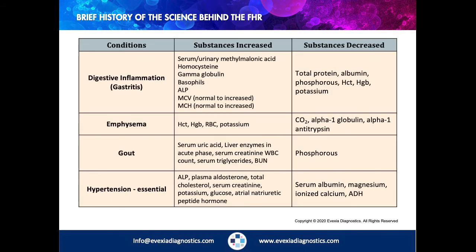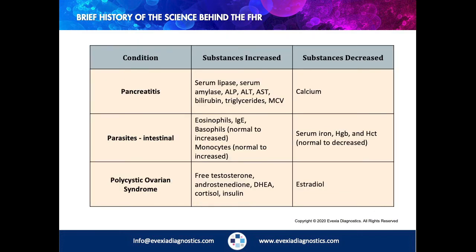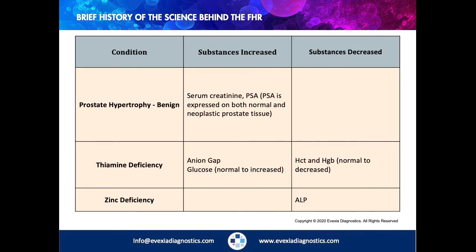This slide is going to list the analytes that they extracted that were increased or decreased for digestive inflammation or gastritis, for emphysema, gout, and hypertension. And here are the analytes they extracted for hypochlorhydria, kidney dysfunction, kidney stones, molybdenum deficiency, and osteoporosis/osteomalacia. And on this slide, the analytes they extracted for pancreatitis, for the possibility of intestinal parasites, for polycystic ovarian syndrome. On this slide, the analytes that they extracted that were high or low for the condition of BPH, thiamine deficiency, and zinc.